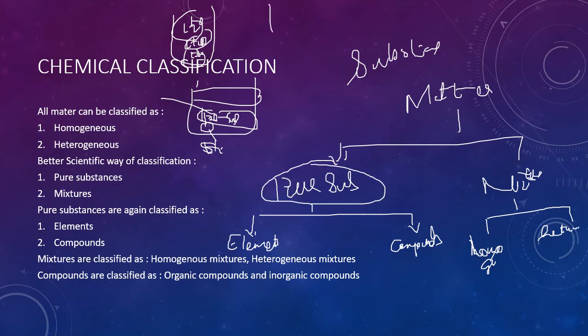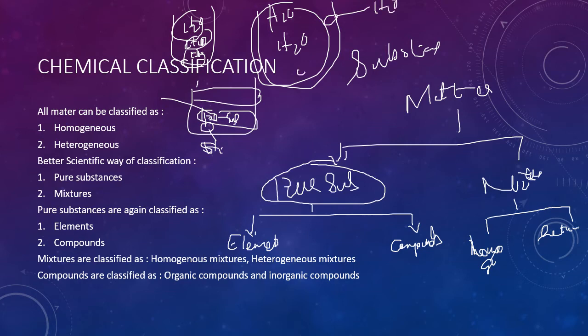If you're taking water, only water will be there, right? So it has only one kind of particle or one kind of phase. Everywhere you take, here also it would be H2O, here also it would be an H2O molecule. So this is a homogeneous substance. Pure substances are always homogeneous, while mixtures can be homogeneous or heterogeneous. So let's learn in more depth about each sub-classification of pure substances and mixtures.